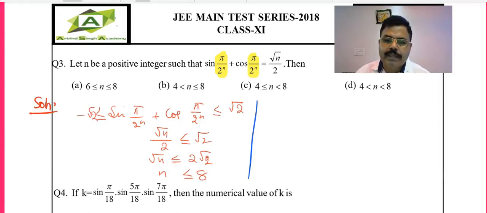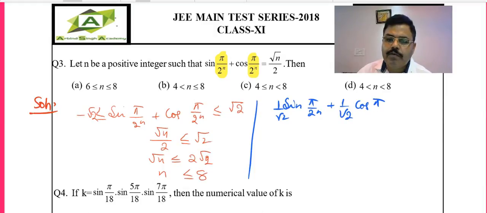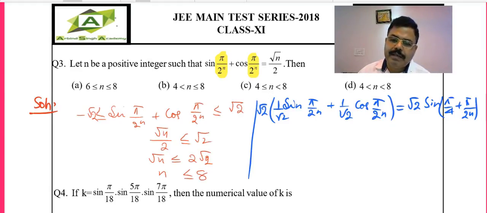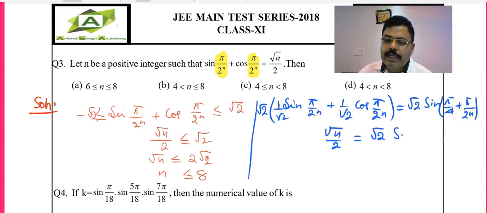Also, we can write here that sin(π/2n) times 1 by root 2 plus 1 by root 2 cos(π/2n), whole multiplied by root 2. Root 2 multiplied by these things. It can be root 2 sin(π/4 + π/2 to the power n). Can I write this? This is π/4 plus something, and this expression is equal to how much? This is basically the expression which is given. So that is root(n/2) is equal to root 2 sin(π/4 + (π/2)^n). This angle is something positive.